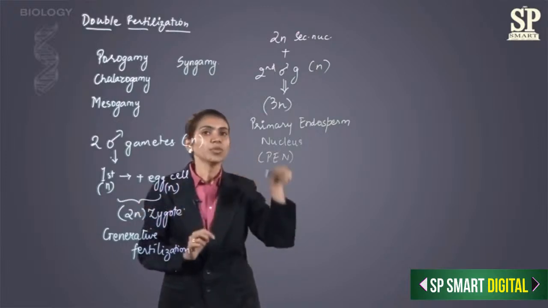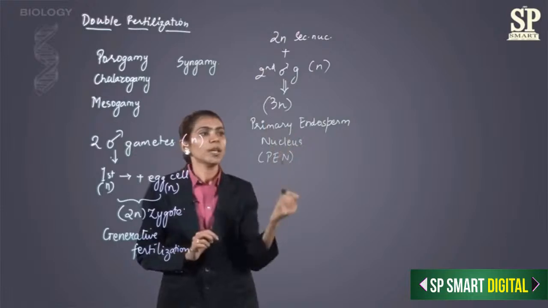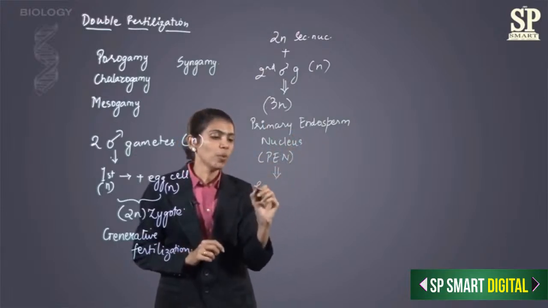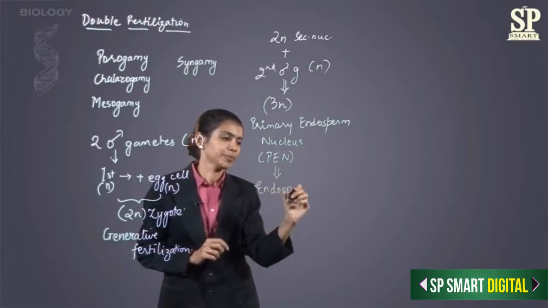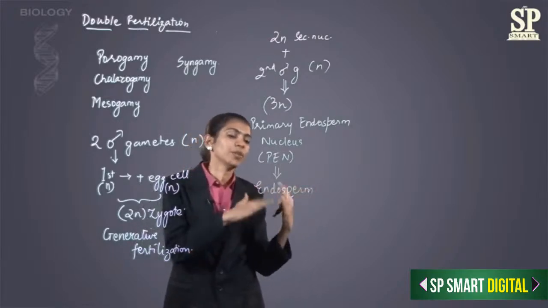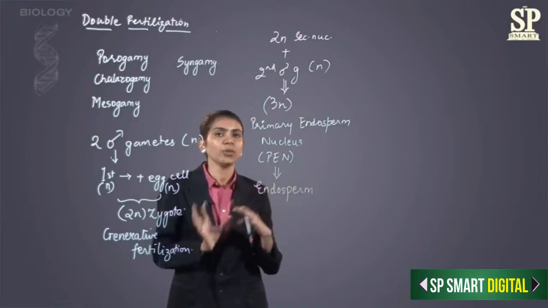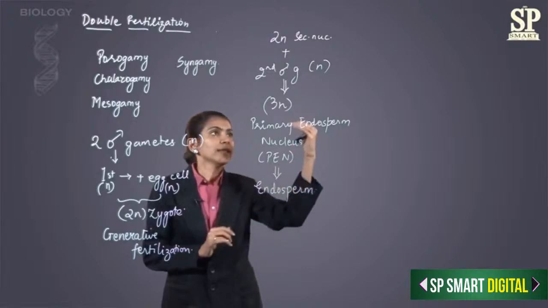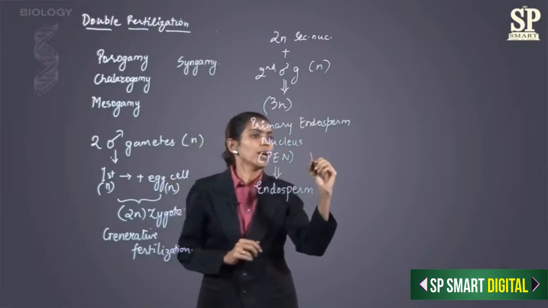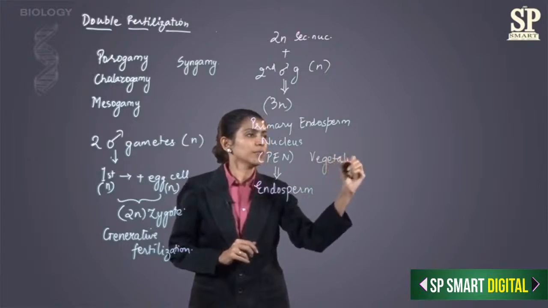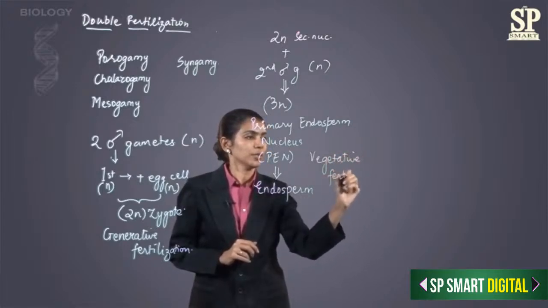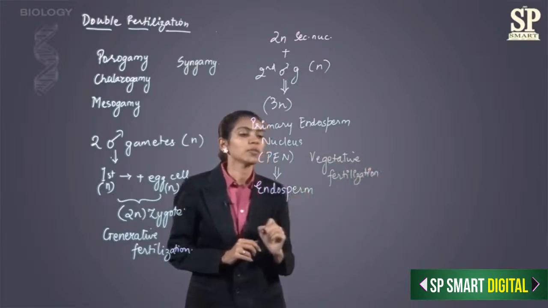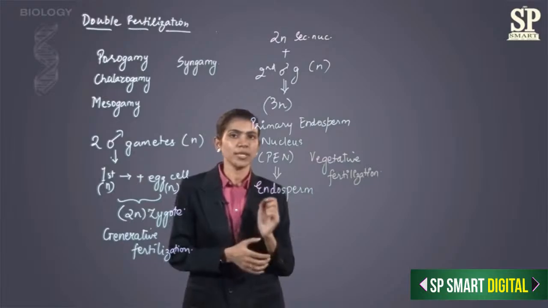This is the second fertilization that has taken place. That is why this entire process is called double fertilization. This primary endosperm nucleus will, on further development, form what is called the endosperm. It is the endosperm which will provide nutrients for the zygote to grow. The second fertilization is also called vegetative fertilization. So this is how the process of double fertilization takes place.